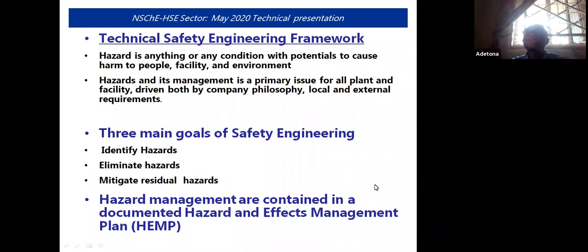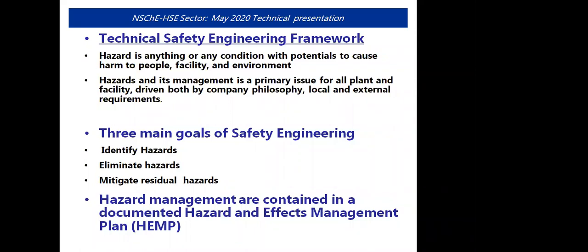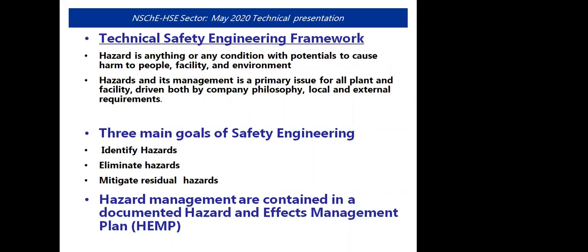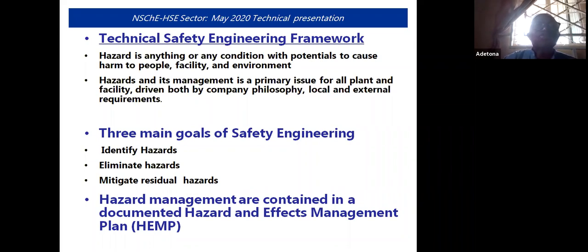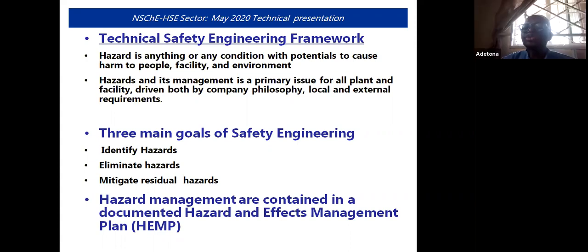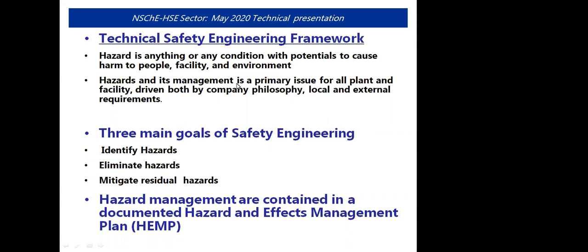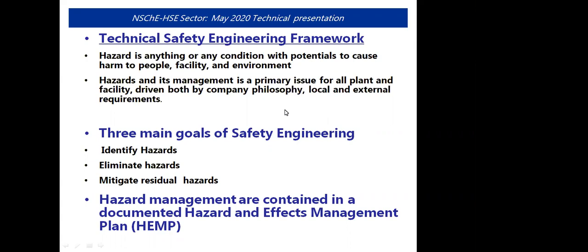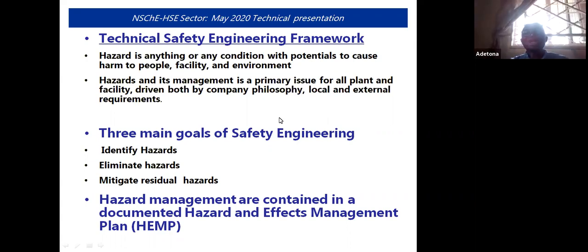Now, technical safety engineering framework. As an introduction, a hazard is anything or any condition with potential to cause harm to people, harm to the facility, or harm to the environment. Hazard and its management is a primary issue for all plants and facilities, driven by company philosophy, local requirements, and external requirements. There are three main goals of safety engineering.